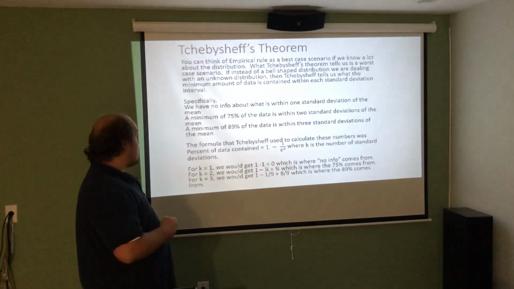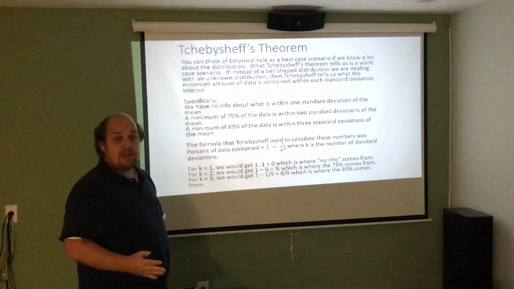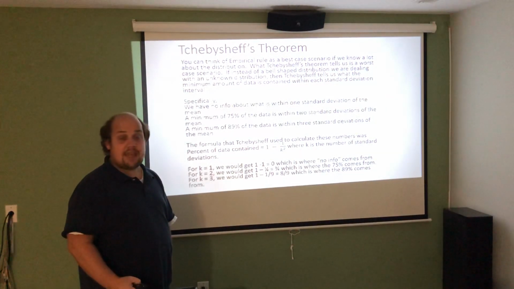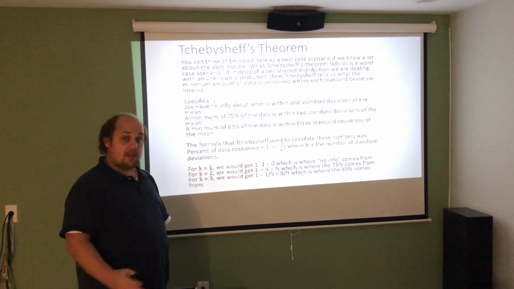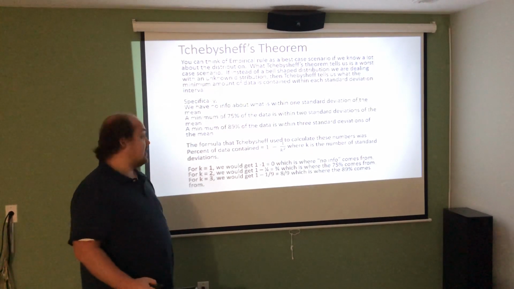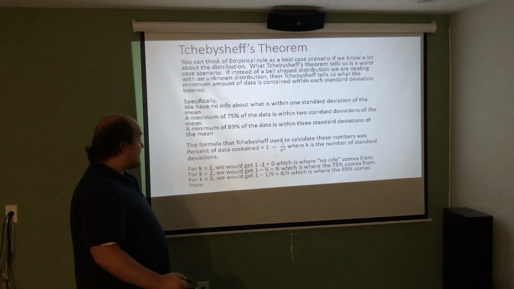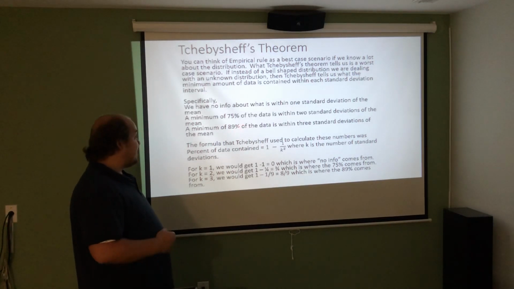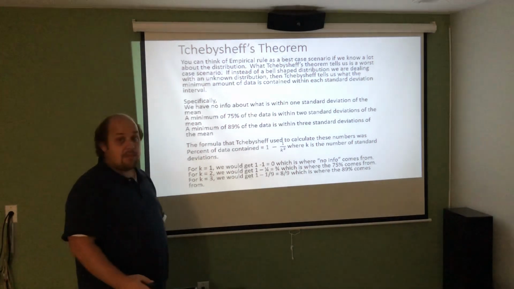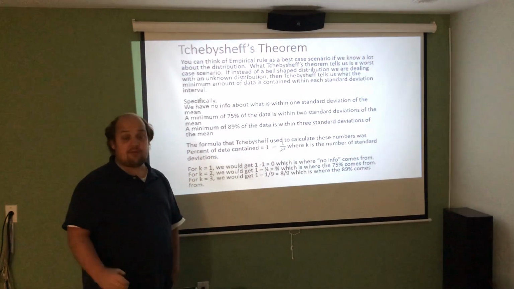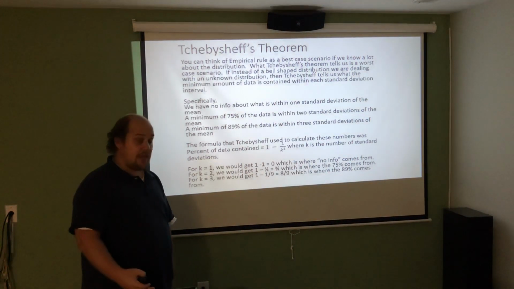But when we get to plus or minus 2, we know at the very least 75% of the data must lie plus or minus 2 standard deviations. When we get to 3 standard deviations away, we know that at least 89% of the data, at a minimum, lies between plus or minus 3 standard deviations from the mean.